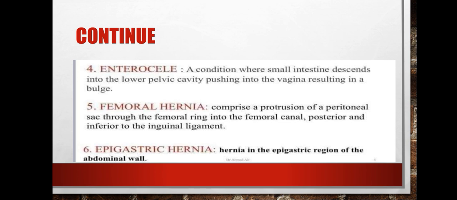Femoral hernia comprises a protrusion of a peritoneal sac through the femoral ring into the femoral canal, posterior and inferior to the inguinal ligament. So this hernia occurs around the femoral bone and ligament. The next one is epigastric hernia. Already we can recognize by its name, hernia in the epigastric region of the abdominal wall. There are 9 regions, and one of them is the epigastric region.